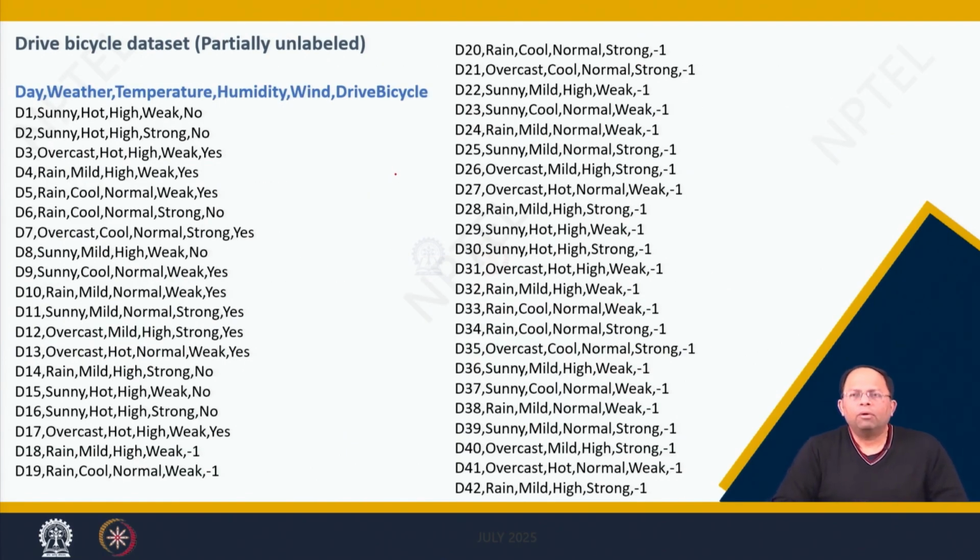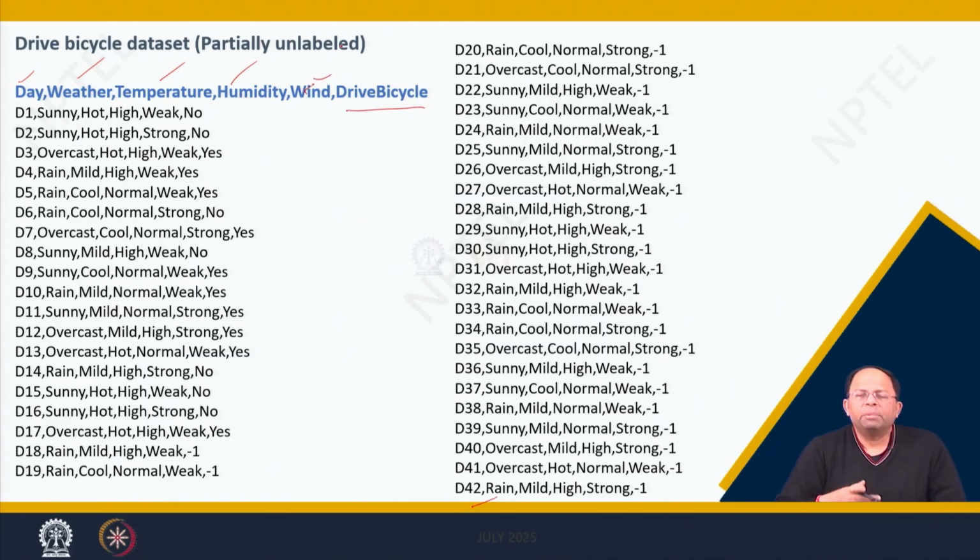So this is the old data set that we are using. What we have done is, this data set, if you remember, the final decision is drive or bicycle, which is yes, no, that is given. And there are around 42 data points. And the day, the weather, the temperature, humidity, all these things are given. And the wind levels, that is given.